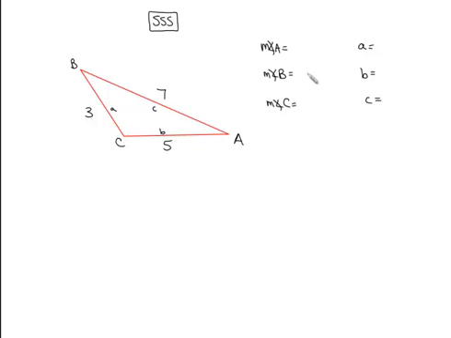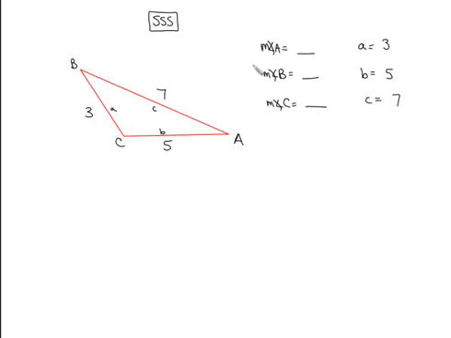Notice that we have little a is 3, little b is 5, little c is 7. We are missing all 3 angles. Notice we don't have any opposite pair where we know the angle and its opposite side. So law of sines is not even an option here. So we're going to go ahead and solve this.